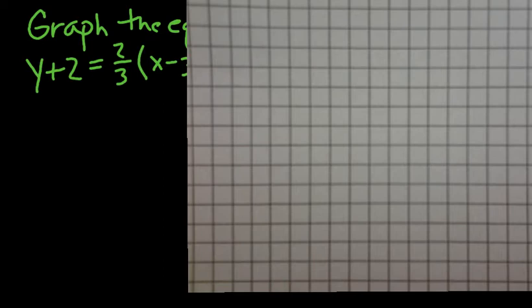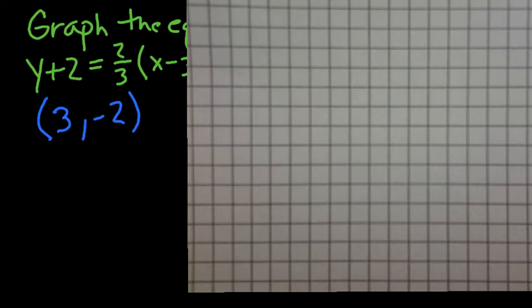Okay, now, here is how you graph an equation that's in point slope form. First of all, you decide what is the ordered pair in this equation. Well, the ordered pair in this equation is 3, -2. Some of you are saying, how in the world did you get -2?